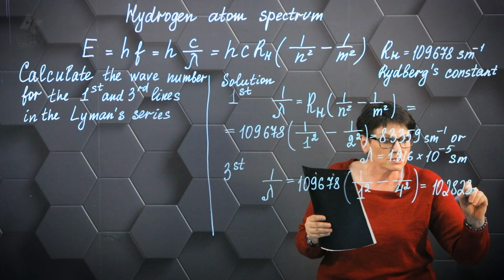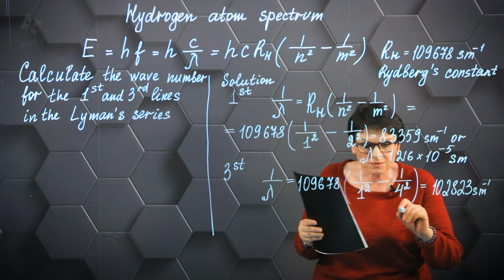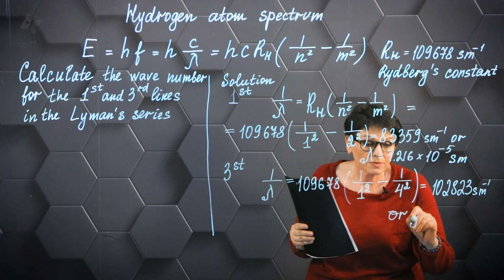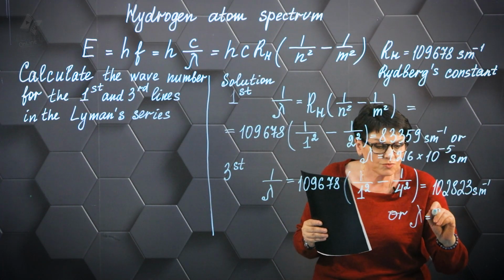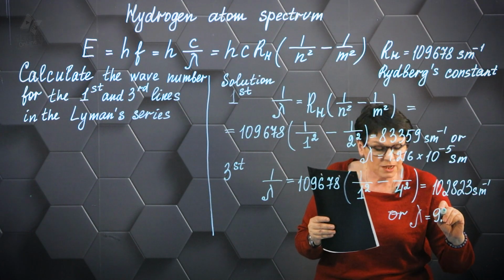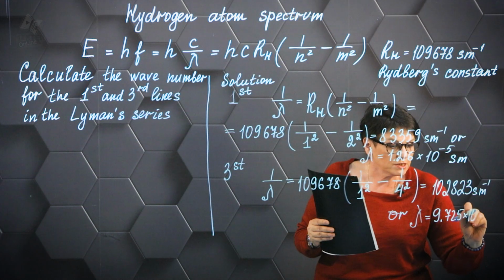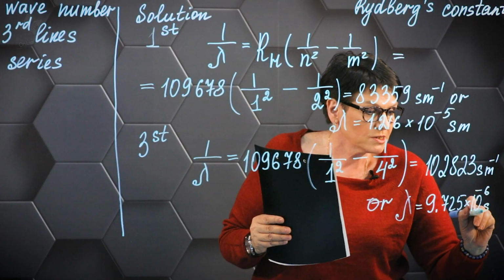or if we want to calculate it as a lambda value, we get 9.725 times 10 to the minus 6 centimeters. That's what our answers come out to be.